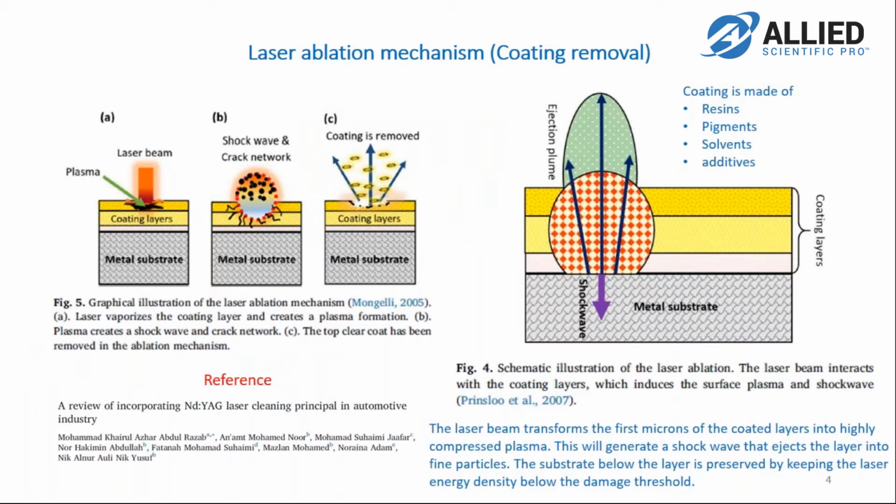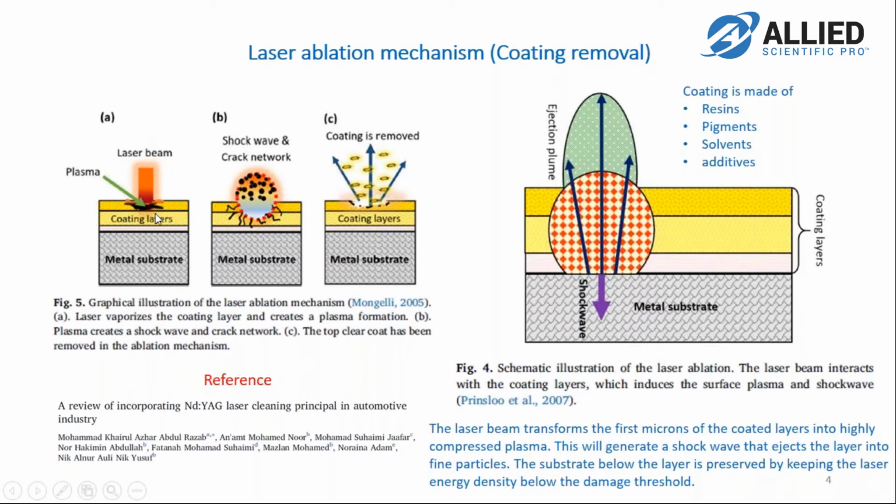Let's go into more detail on laser ablation to see how it works. On the left side, you can see a laser beam being focused on a metal substrate that has some coated layers. This could be paint, for example. Coating is usually made of a combination of resins, pigments, solvents, and additives. This is all from a paper by Malaysian authors that did some work on car paint removal. So there is the metal substrate and several layers of coated paint.